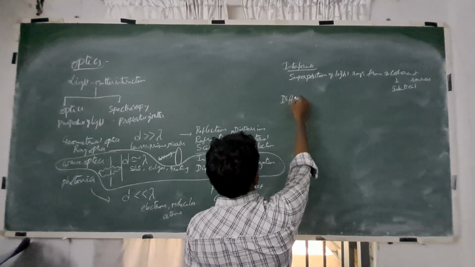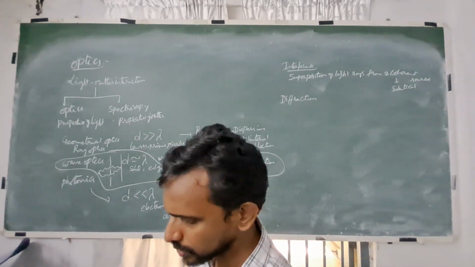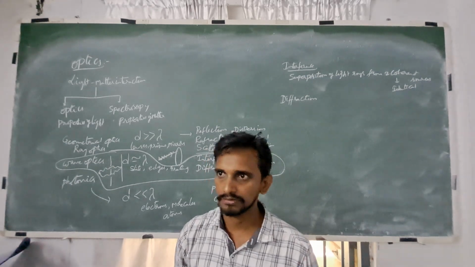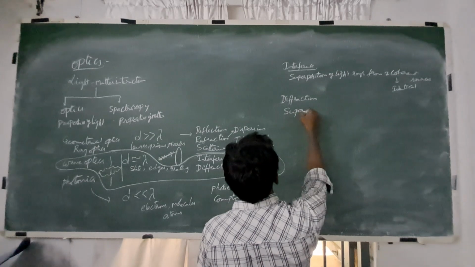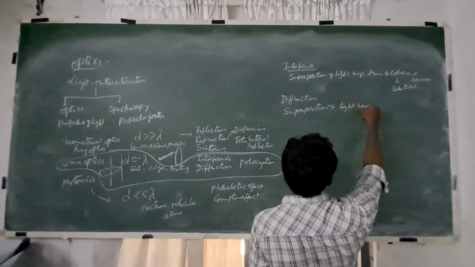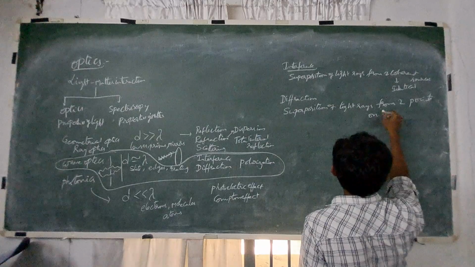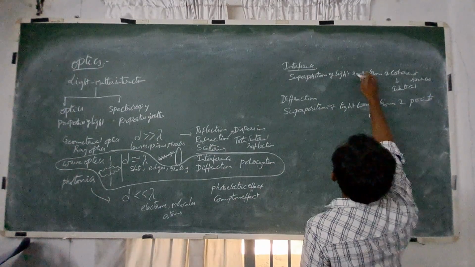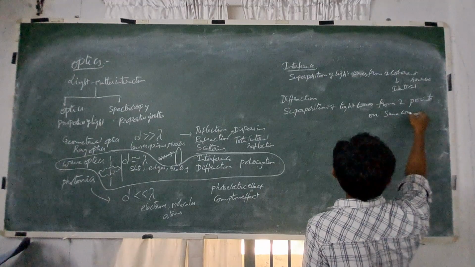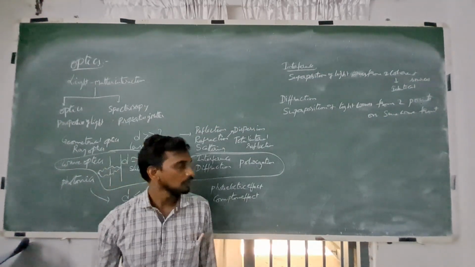Next one, diffraction. Diffraction is due to superposition of light waves from two points on a single wavefront, of the same wavelength. So we should call them light waves.